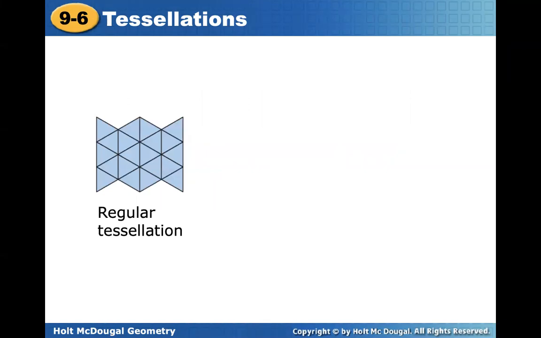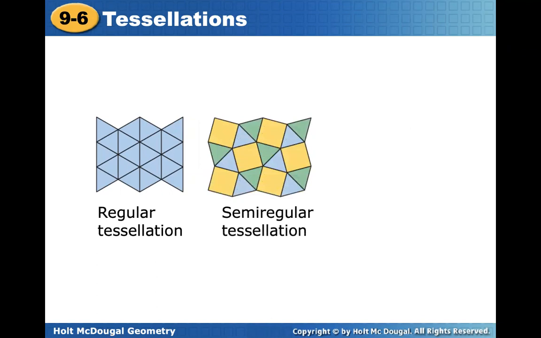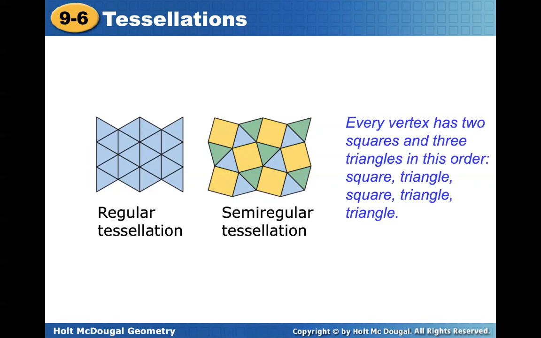So this would be a regular tessellation where we have all of the same figure. All those are all equilateral triangles. This would be semi-regular, which means we have squares and equilateral triangles with 2 different types of figures. Each vertex has 2 squares and 3 triangles in this order: square, triangle, square, triangle, triangle. And what they mean by that is this right here. So square, triangle, square, triangle, triangle, in that order at that vertex.